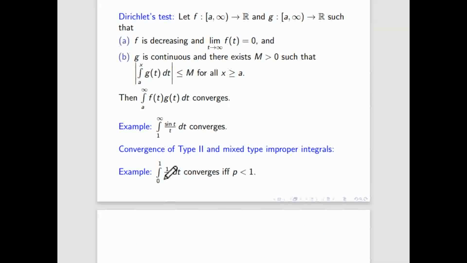This also we'll discuss. Whatever we learn, we'll apply. Previously we have seen that the integral of 1 upon t to the power p dt is convergent when p is greater than 1. Here it is written p is less than 1, but the difference is that here it is from 0 to 1. It is a type 2 integral. Previously it was 1 to infinity. That we'll do in the next class.